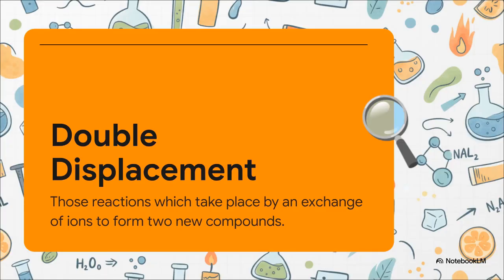And last but not least, we have the double displacement reaction. This one is like a partner swap at a dance. The two compounds literally exchange their partners, their ions, to form two completely new compounds. A ends up with D, and C pairs up with B. Everybody gets a new partner.